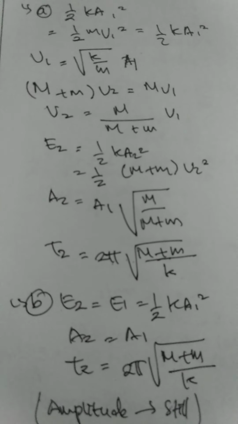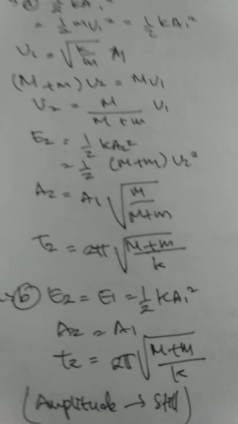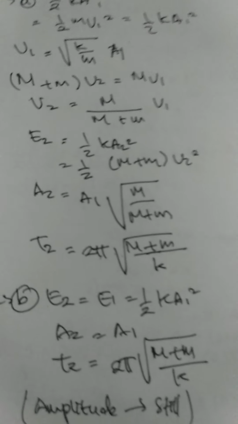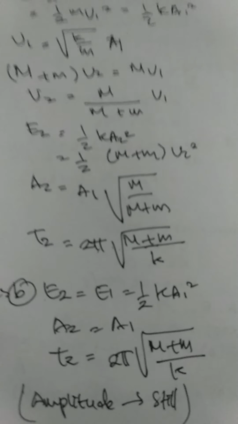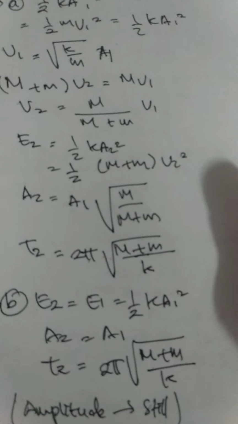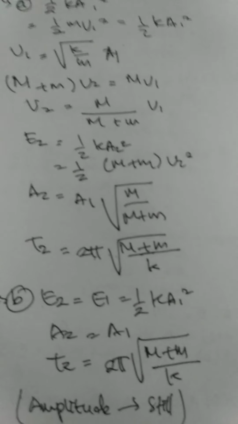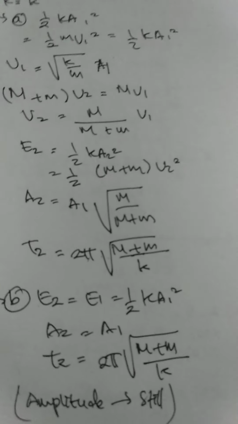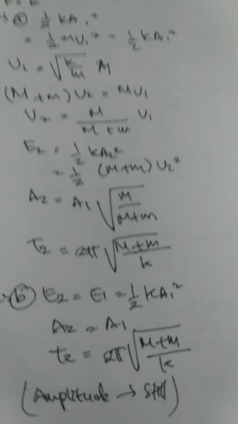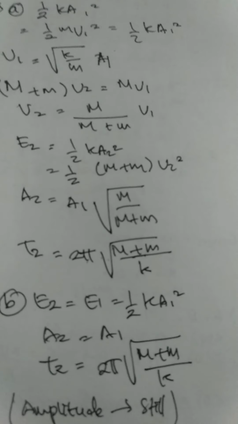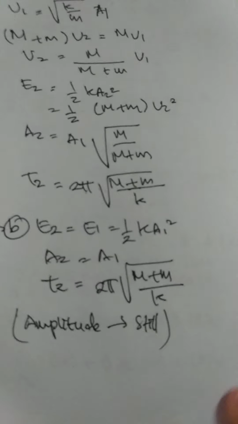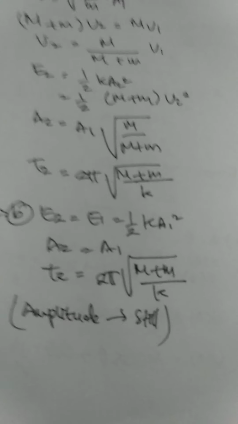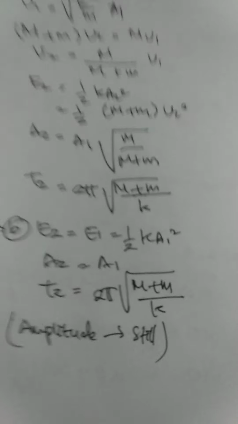M plus m V2 equals m V1. V2 equals m per M plus m V1. So we get E2, the spring potential energy, equals 1/2 (M plus m) times V2 square. A2, amplitude 2, equals A1 times the root of m per M plus m. And then the second period is 2 pi times root of M plus m per k.